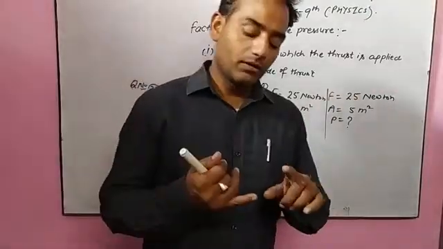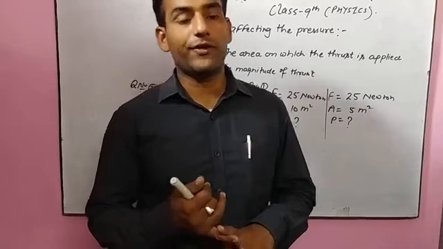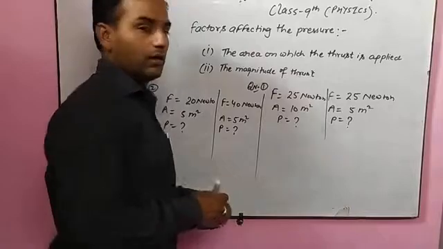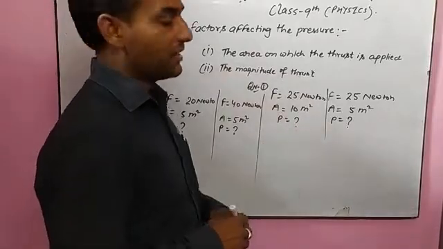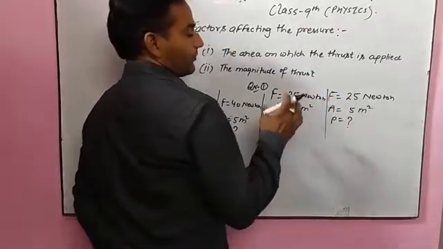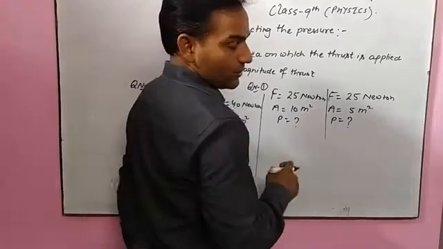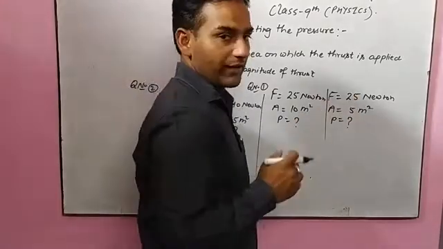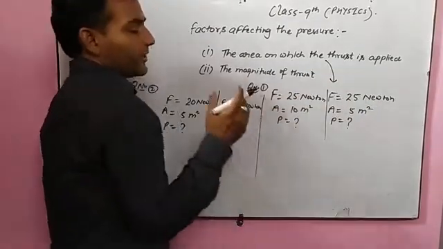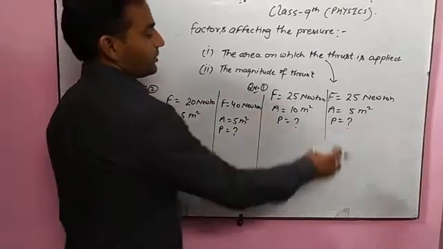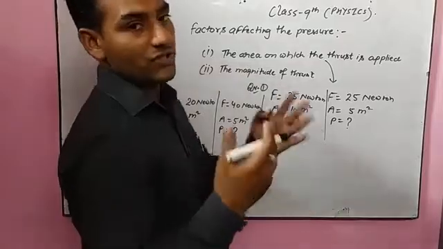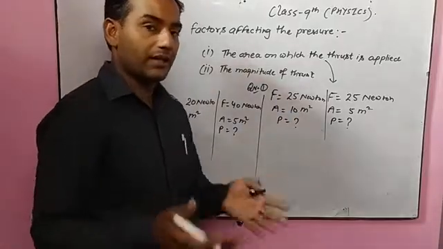For that I have written two or three examples. Let us see when the area is the same and thrust is different, and when thrust is the same and area is different. I hope you will understand my point very easily from these examples. Let us solve this first. The thrust of the object is 25 Newton and the area covered is 5 meter square, and once again the thrust is the same 25 Newton, but the area is 10. The area is changed, so let us see what happens.